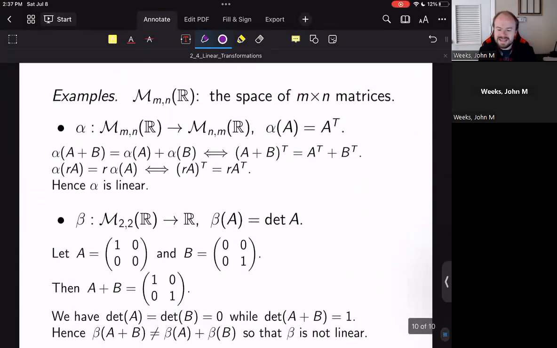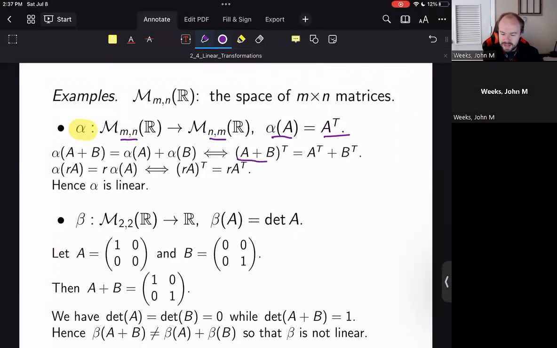Now let's go ahead and see some other final examples before we finish off, especially ones that are going to be useful for us in the future. Let's take a look at the space of m by n matrices, and let's take a look at the operator known as the transpose operator. Right now, let's just call it alpha. It takes us from the space of m by n matrices to the space of n by m matrices, and it takes a matrix to its transpose. You can check and see the transpose is a linear operator.